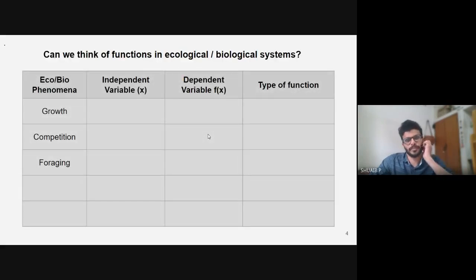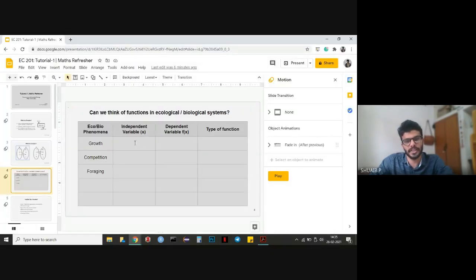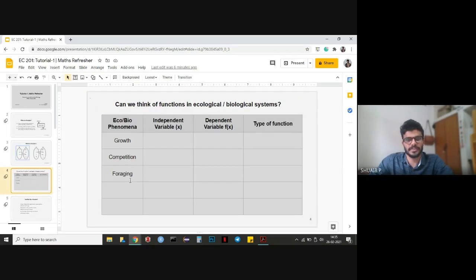And before we begin, can we just think of what all functions would be there in ecological and biological systems? So I have jotted down 3 biological phenomena here. So can someone suggest what would be the independent variable and dependent variable for these phenomena?